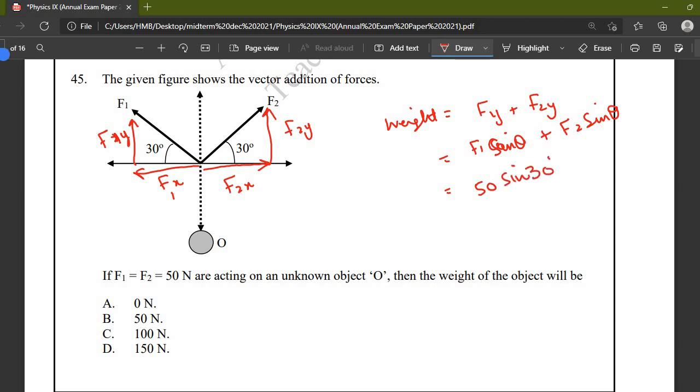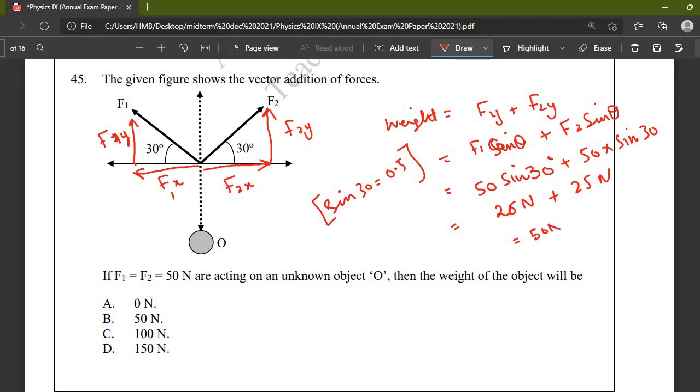So 50 multiplied by sine 30 and 50 multiplied by sine 30. Let's put in the value of sine 30 and calculate this expression. So this is 25 newtons plus 25 newtons because sine 30 is equal to 0.5. This is a fixed value. So we have substituted this value and after solving we will get 50 newtons. So the correct answer is option B.